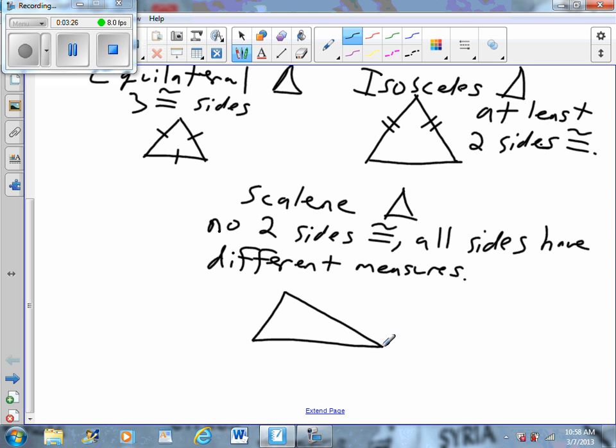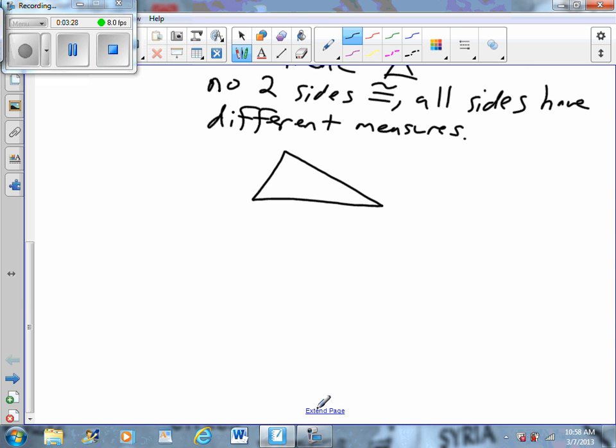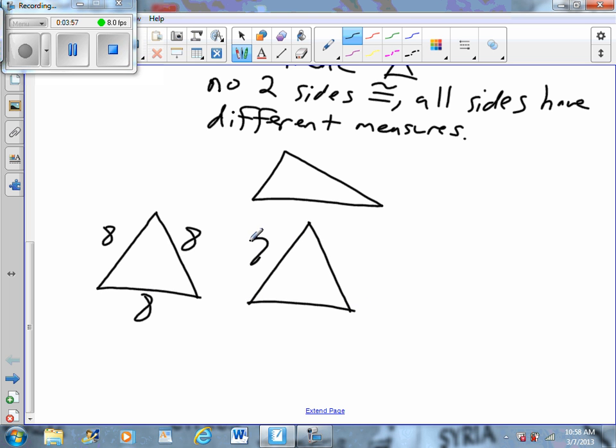So if I've got a triangle that looks like this, and again, don't go by the looks. Go by what's given to you. And I'm telling you that all 3 sides measure 8 units long. What type of a triangle would you classify this as? Equilateral, okay? But what if I had this? What would that be? Isosceles, okay?